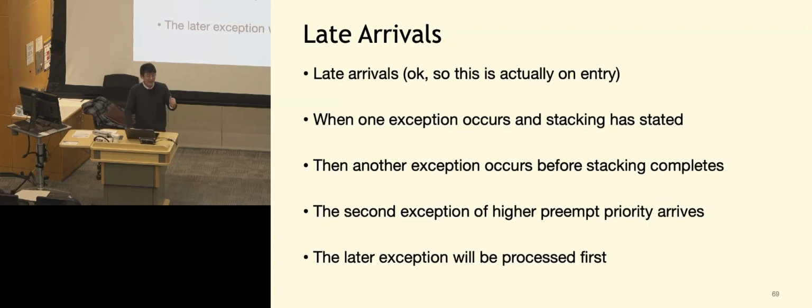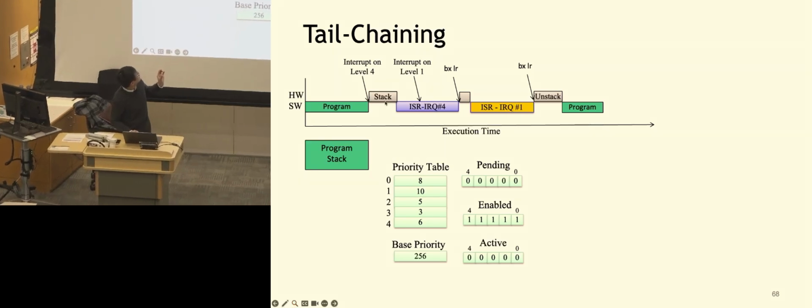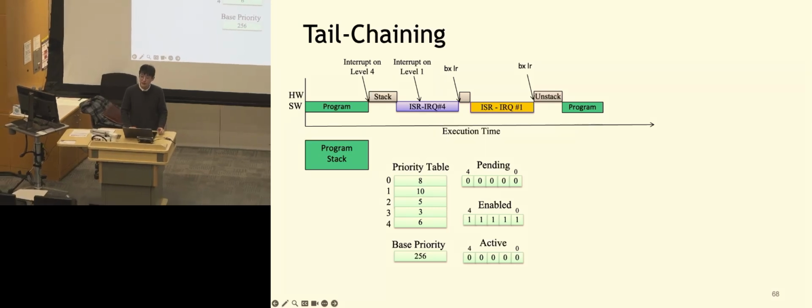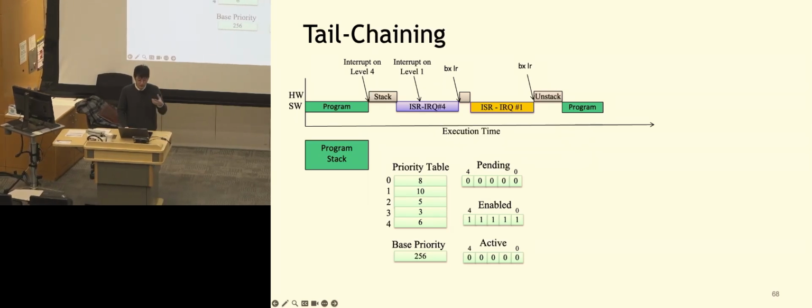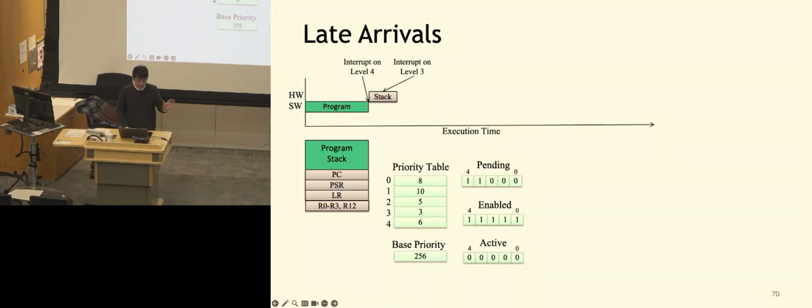Okay, next is what they call late arrivals. Basically, what happens if the interrupt occurs while you're doing the stacking? You remember that little slope there on the hardware, that the stacking and unstacking take a little bit of time, right? So chances are something might happen during those small time gaps. So what do we do about that? That's what we call late arrivals. Basically, this is what will happen.